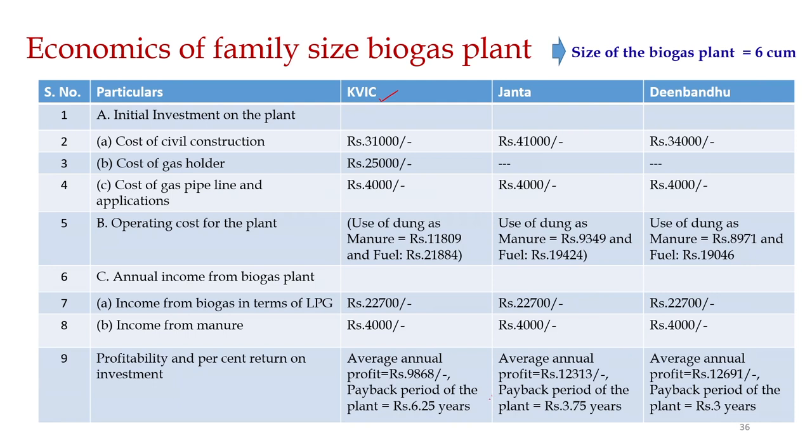And it is found that the average annual profit for the Janta model is about 12,313 and the payback period is about 3.75. For Deenbandhu, the payback period is 3, and for KVIC it is somewhat higher, at 6.25. But based on the situation and demand, we should suggest the appropriate biogas technology for electricity and heating application.